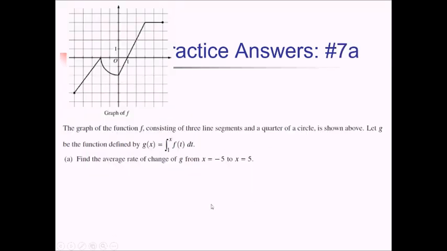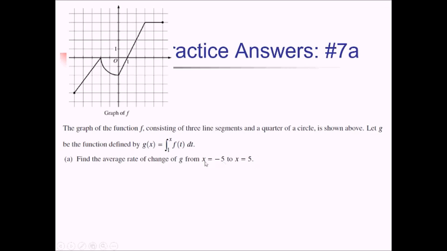On this free response problem, we're given this graph of f, and we're told we've got 3 line segments and a quarter circle, which might come in handy to know. G is defined as the integral from 1 to x of f of t dt. Our first task is to find the average rate of change, AROC, of g from -5 to 5. So at some point we want to do g of 5 minus g of -5 all over 5 minus -5.